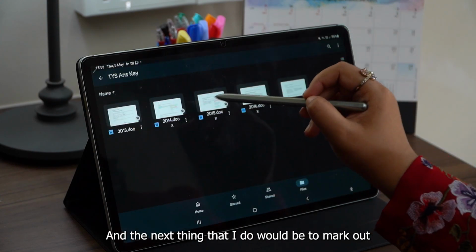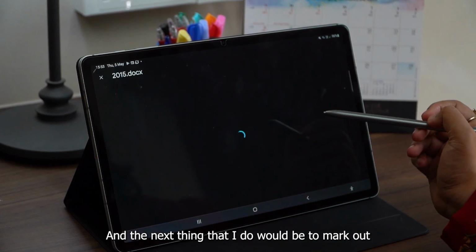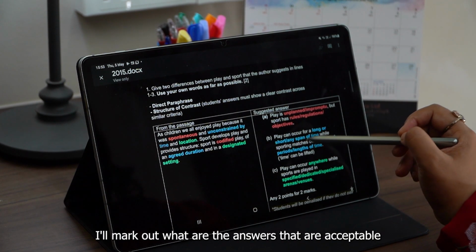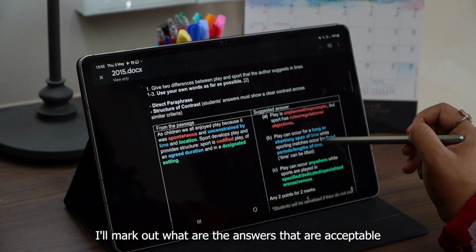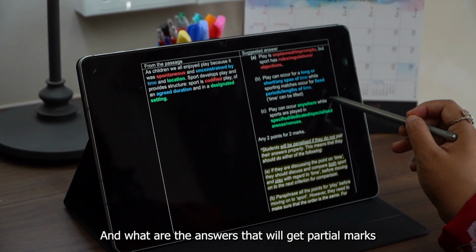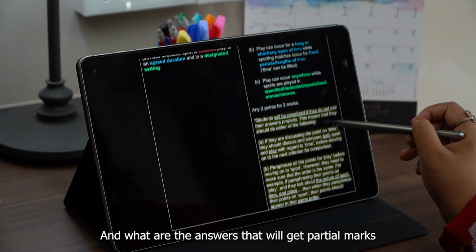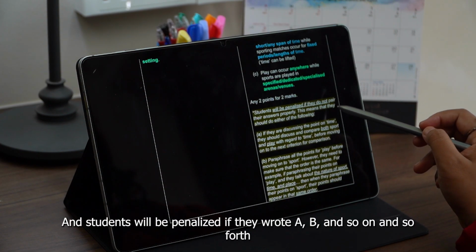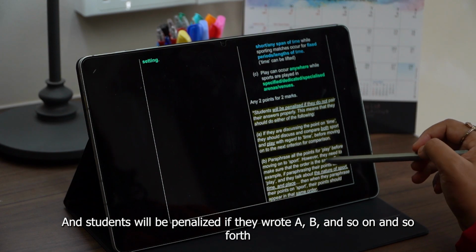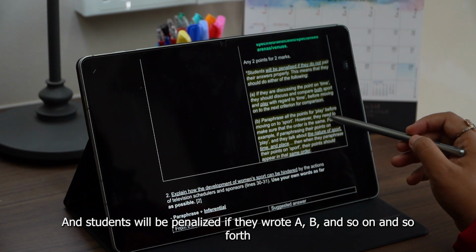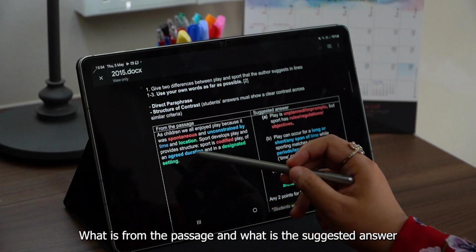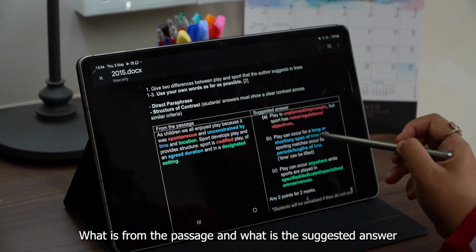And the next thing that I do would be to mark out what are the answers in color. I will mark out what are the answers that are acceptable and what are the answers that will get partial marks. So you see, any 2 points for 2 marks, and students will be penalized if they wrote A, B, and so on and so forth. And with an explanation for each one of them, what is from the passage and what is the suggested answer.